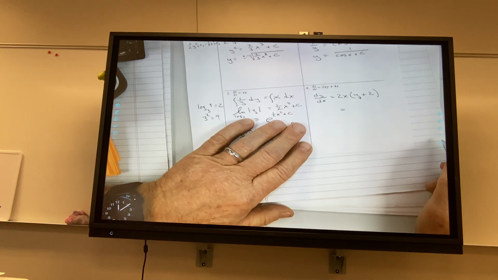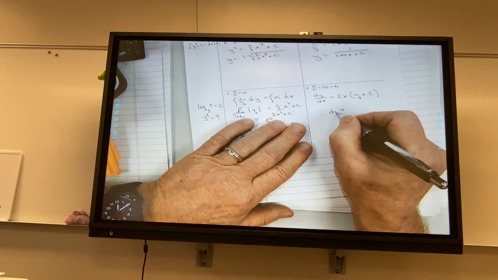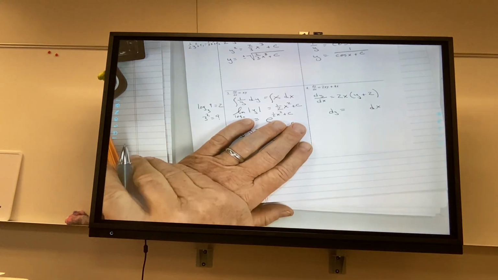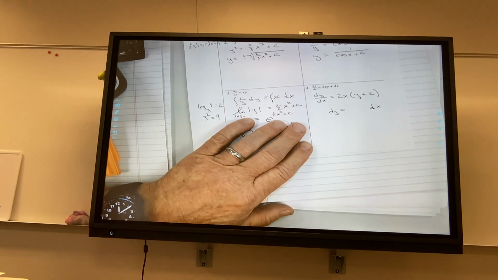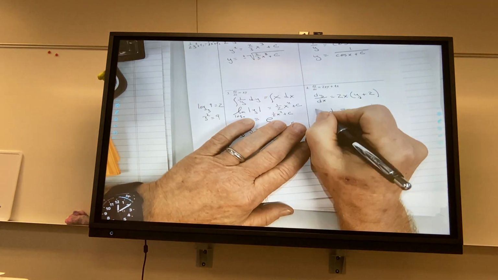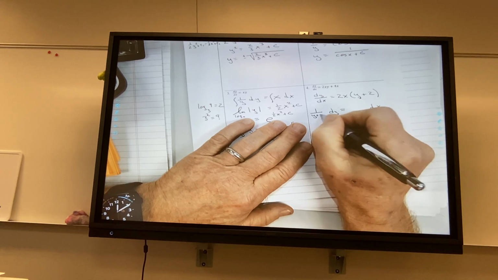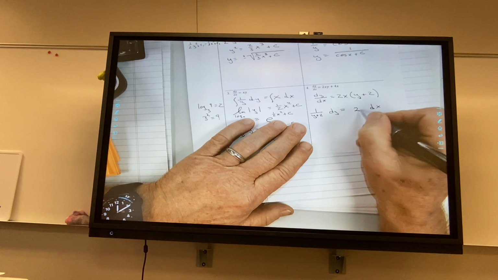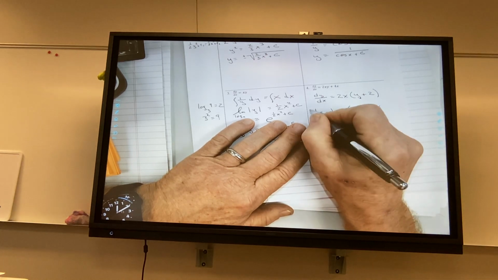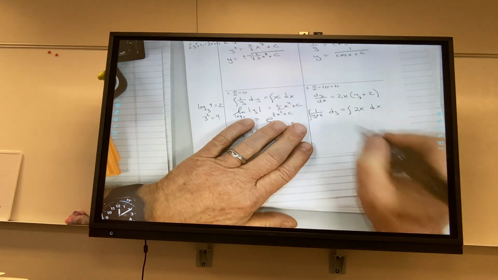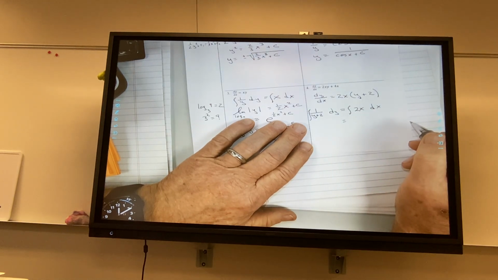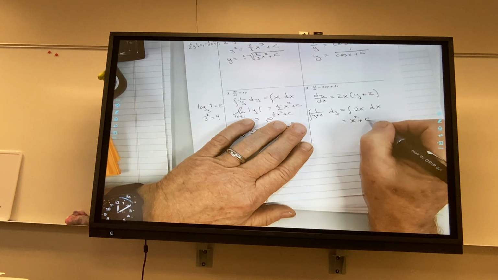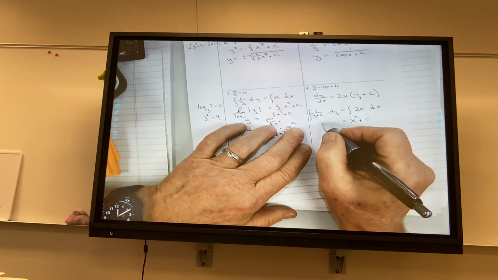Equal sign. Now we've got dy over here. Dx is over here. Would you agree? So you got 1 over y plus 2, perfect, dy. And you've got 2x over here. Integrate. What's the antiderivative of 2x? x squared plus C. What's the antiderivative of 1 over y plus 2?